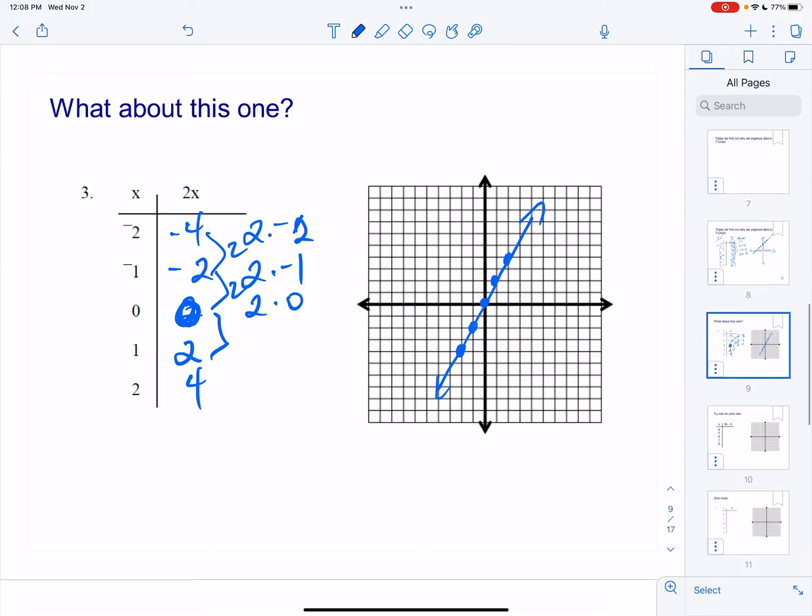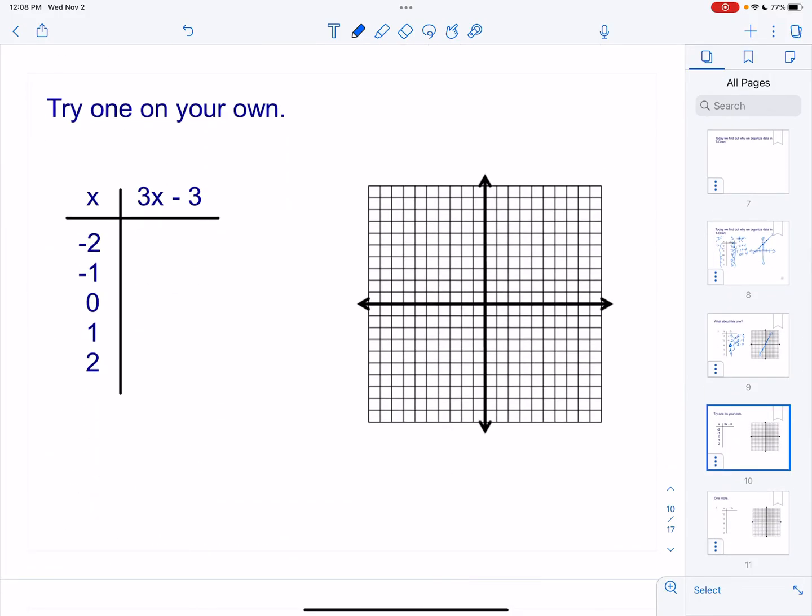So let's try another graph. Let's do one more together, and then we'll have you do one on your own. And it's going to be a tricky one. Okay, so on this one right here, it says 3x minus 3. So again, yes, we do still have to show our work for the first 3 x values. So I'm going to do 3 times -2 plus -3. Well, 3 times -2 gives me -6, plus -3 gives me -9.